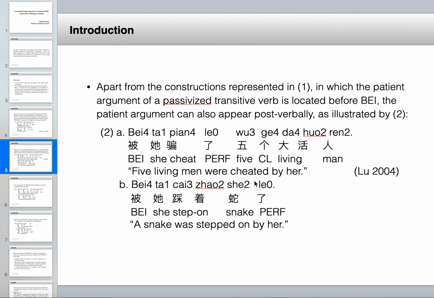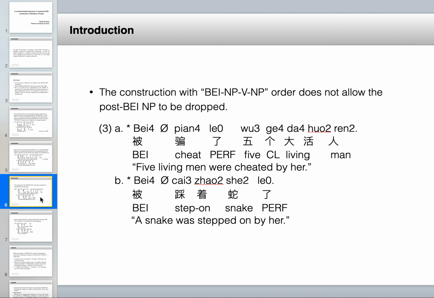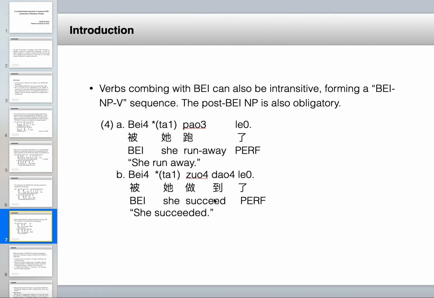So 5 living men were cheated by her. This 5 living men appears after cheat. A snake was stepped on by her. The snake is located after step on. Notice that in this construction, the post-BEI NP cannot be dropped, as illustrated by 3A and 3B. And verbs combining with BEI can also be intransitive, forming a BEI NP-V sequence. Here, the post-BEI NP is also obligatory, as illustrated by 4A and 4B.